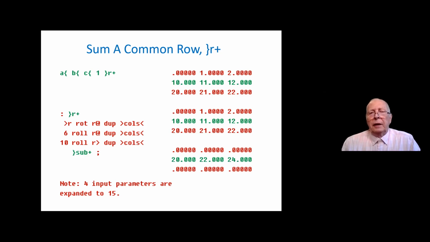Instead of adding complete matrices, let's just add select rows. In this case, we're going to take a common row, row number 1, which is the middle row. So the code to execute this would be A B C 1 and then R plus, R being row selection. On the right-hand side, we see in green the middle row of 10, 11, and 12, the corresponding row in the B matrix, 10, 11, 12, and the bottom right in green, the total, which is 20, 22, and 24.